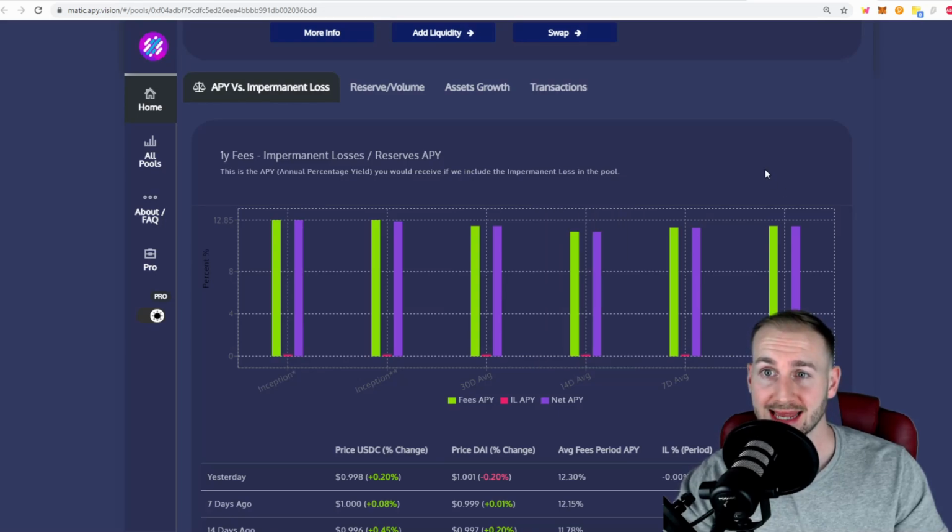So let's jump back into QuickSwap, but that was APY Vision. It's pretty easy to use, shows you all the data you want to see. And to be honest with you, there's not a lot of competition on Polygon for LP management right now. So for me, this was the best one that I could find.